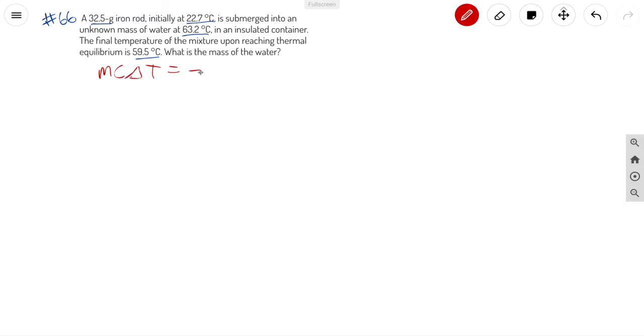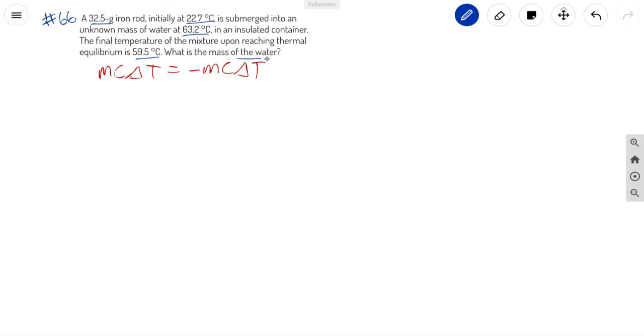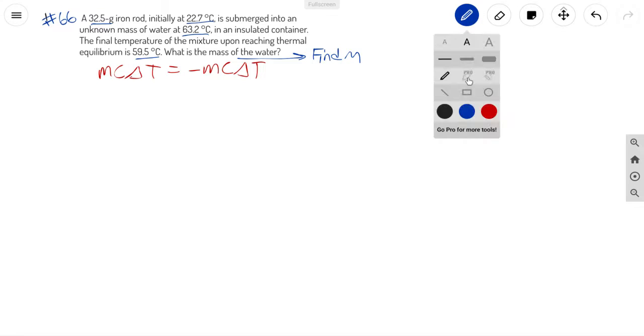MCΔT equals negative MCΔT. Oh, also note we are asked to find the mass of water. So we're going to be solving for M, one of these M's. And just to remind you, M stands for mass, C stands for heat capacity, and triangle T stands for change in temperature.